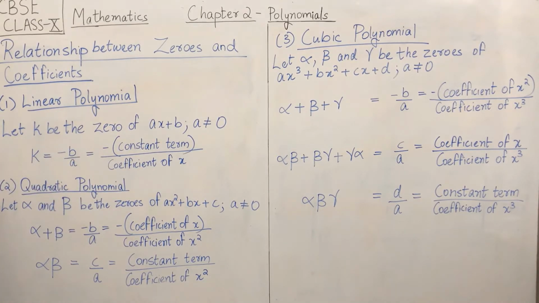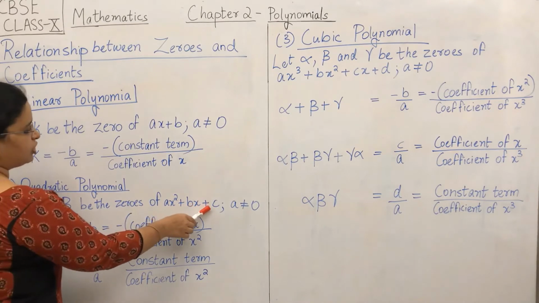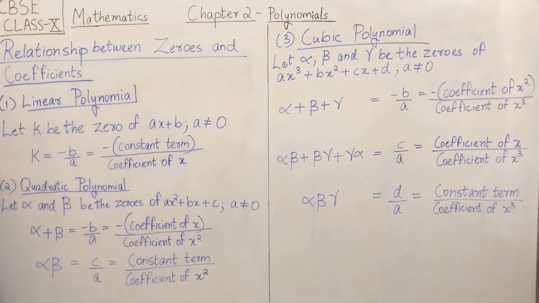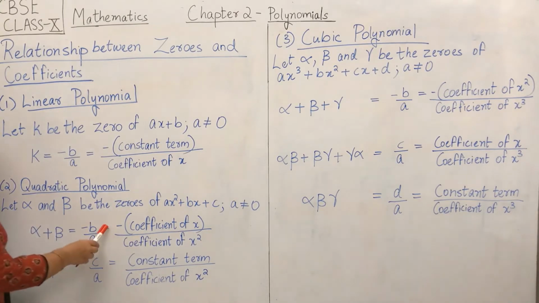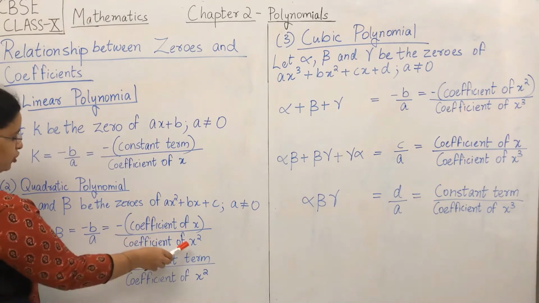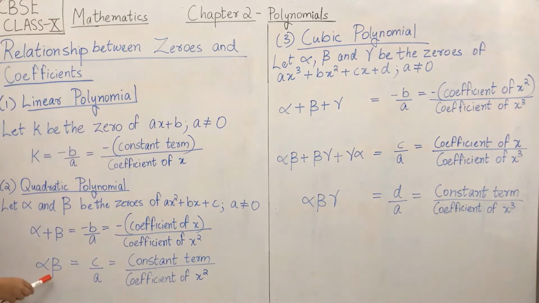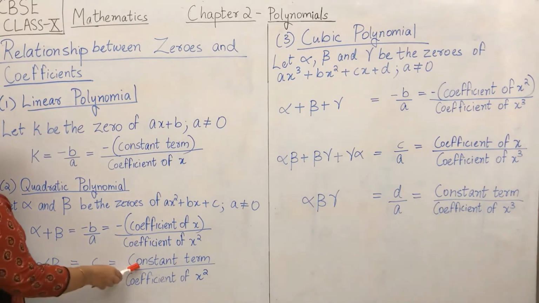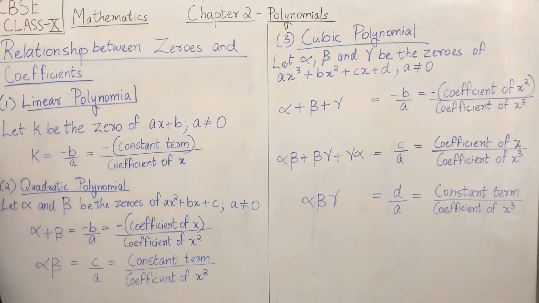Next one, quadratic polynomial. Let alpha and beta be the zeros of the quadratic polynomial ax square plus bx plus c, where a not equal to 0. Then alpha plus beta, that is the sum of the zeros, equals minus b by a. It's minus of the coefficient of x divided by the coefficient of x square. And alpha beta, that is the product of the zeros, equals c by a. That's the constant term divided by the coefficient of x square. These are the cases of linear and quadratic polynomials.